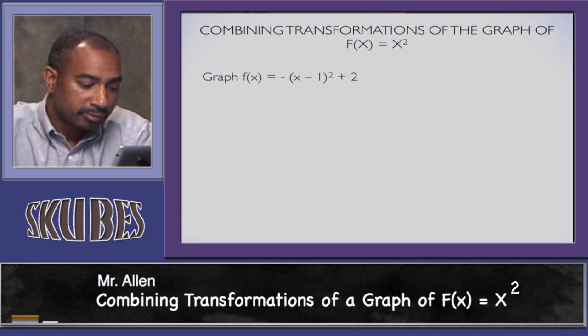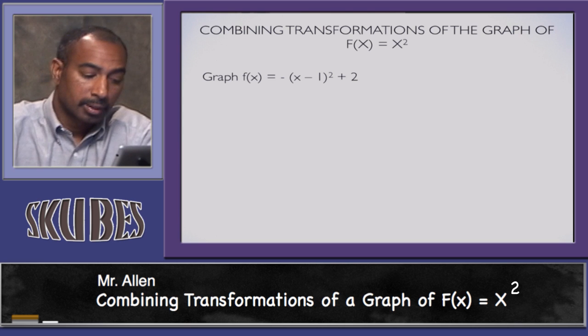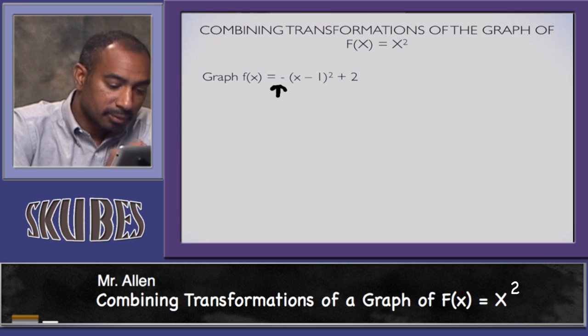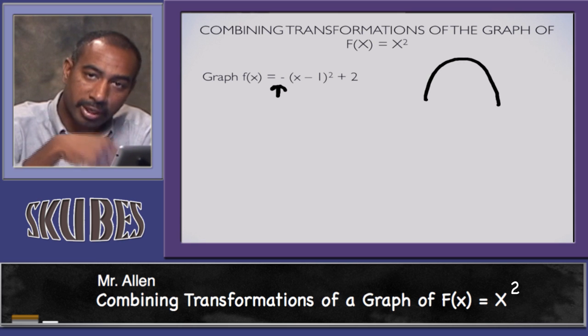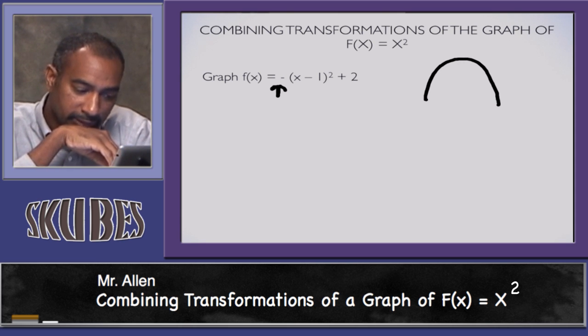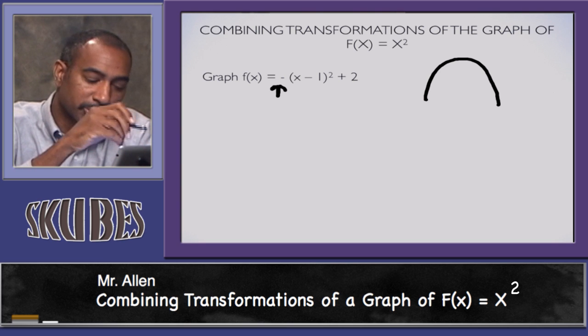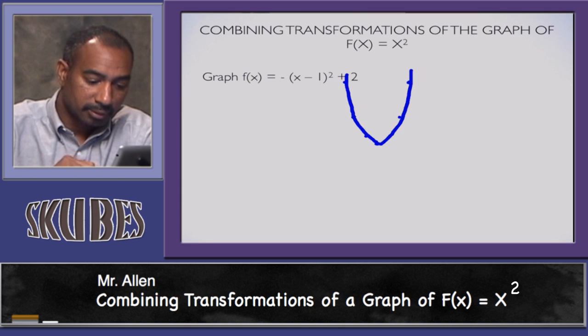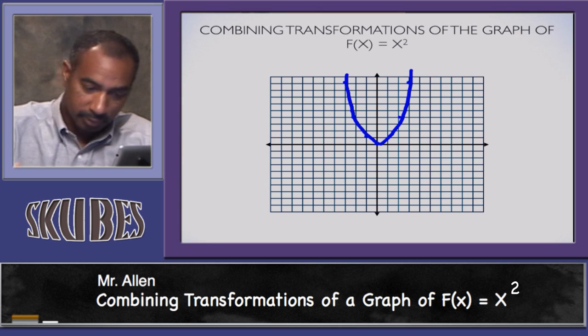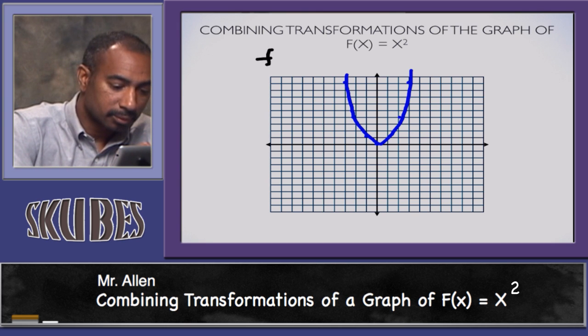Okay, graph f of x equals negative (x minus 1) squared plus 2. This negative tells me that the graph is going to be shaped this way. It's going to reflect over the x-axis. But we're going to have to shift it though. We're going to go to the right 1 and have to go up 2. So let's keep that in mind. Here's the original graph. We're going to graph this.